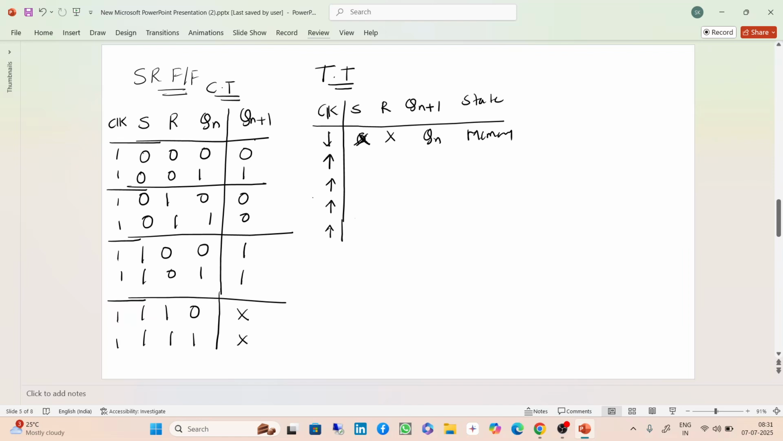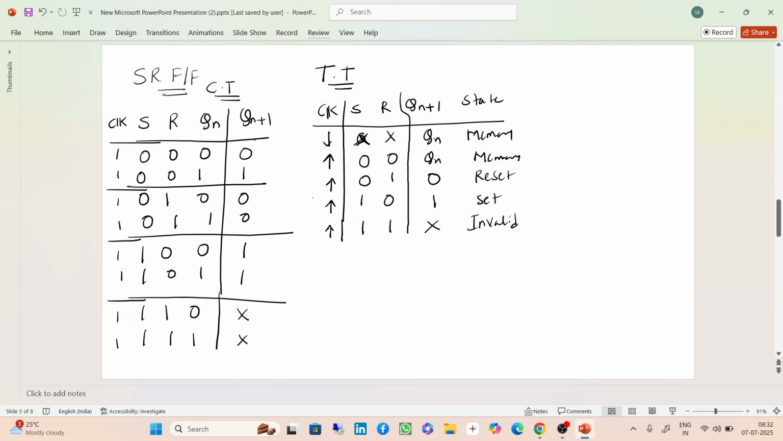There are 4 possible combinations: 0 0, 0 1, 1 0, 1 1. Tell me the case. You see the characteristic table and you need to draw the truth table. So 0 0 is a memory state only. 0 1 is the reset state, and 1 0 means the set state, and here 1 1 is the invalid state.